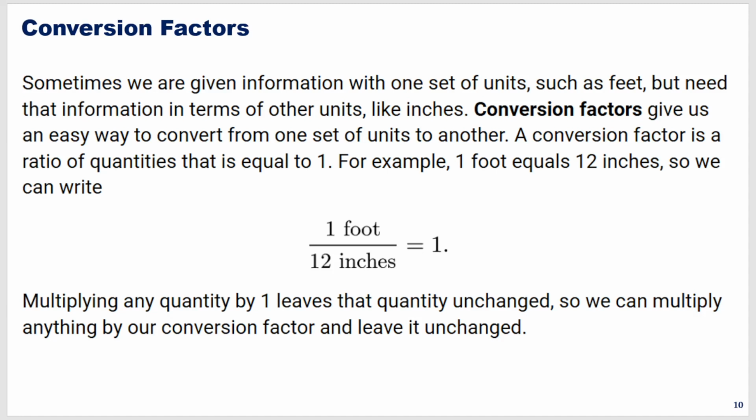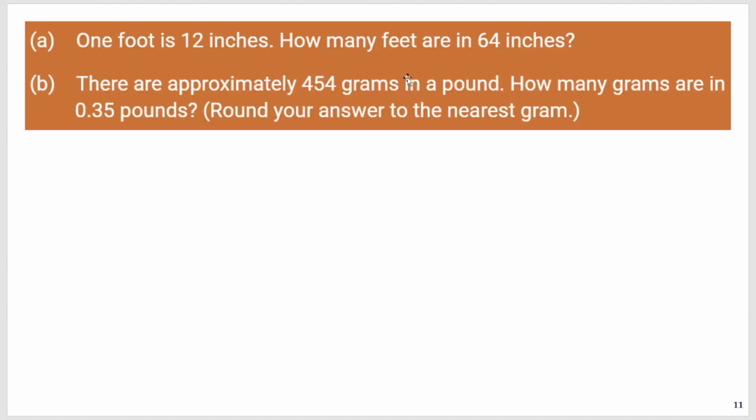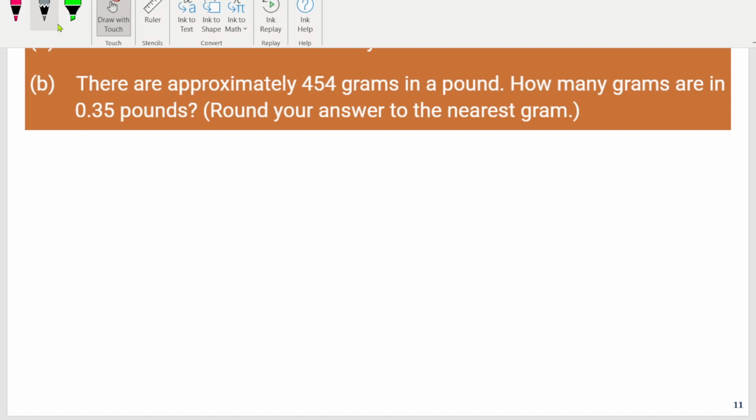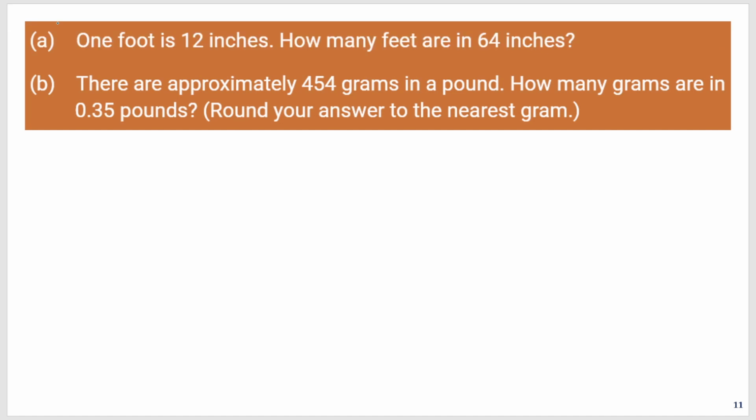For example, 1 foot equals 12 inches. So we can write 1 foot over 12 inches equals 1, right? Or 1 foot equals 12 inches if you multiply that to the other side. You get it? And now let's use this concept to solve some questions to illustrate how we can convert between different units. So here, suppose 1 foot is 12 inches. How many feet are 64 inches?